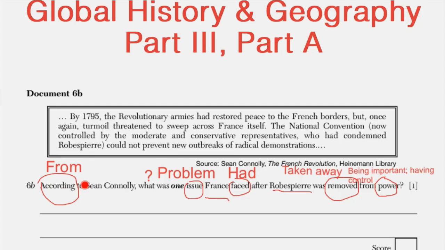Now that you have translated the question, let's read this again. From Sean Conley. What was one problem France had after Robespierre was taken away from being important and having control? Now that we understand the question better, let's annotate the text to understand the text better and answer.